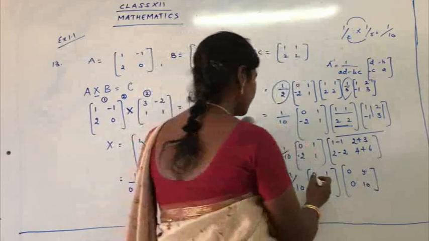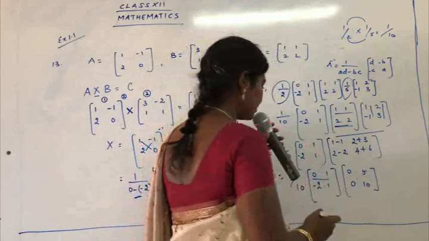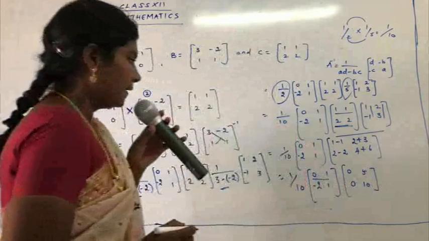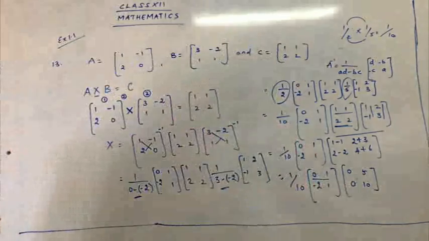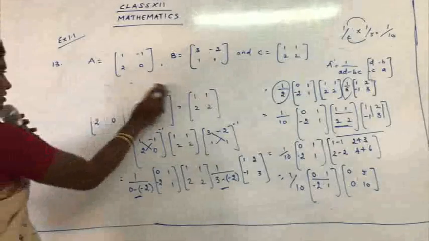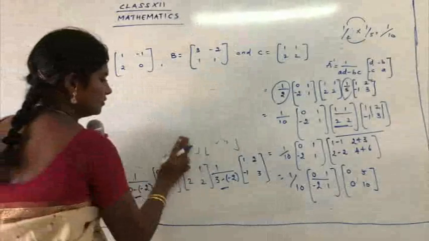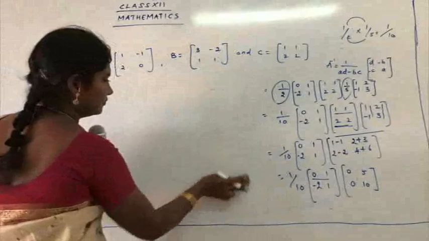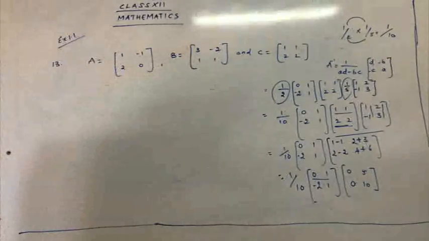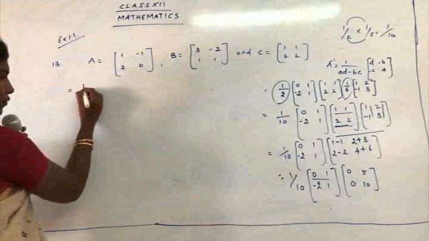So next thing is you are just going to multiply. Now we have here 2 matrices, so we know how to multiply 2 matrices. So let's proceed. I'll rub this part, children. So this is equal to 1 by 10.